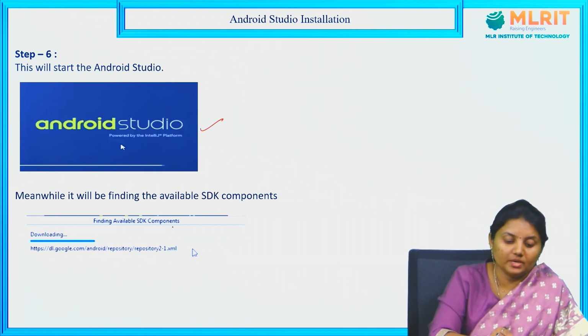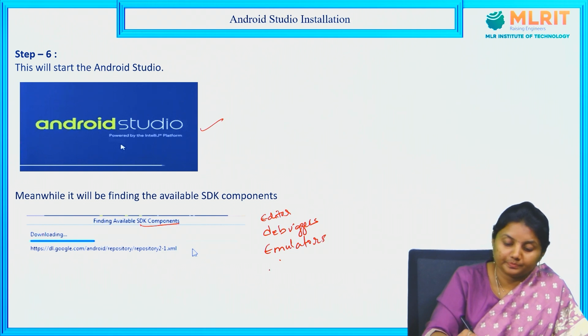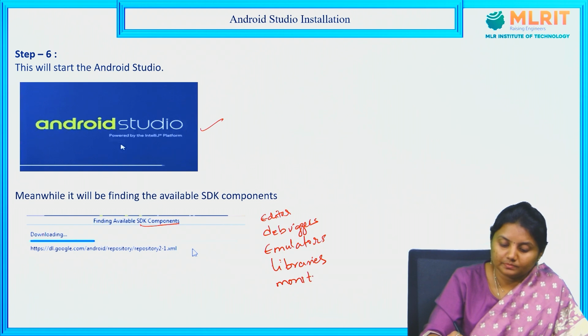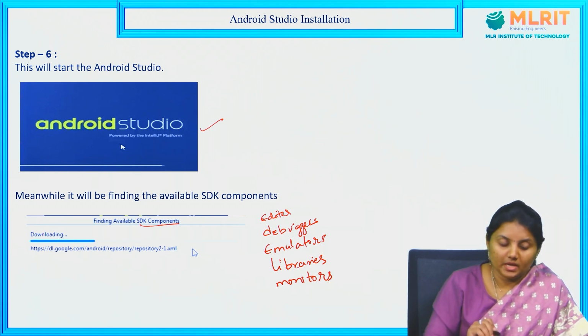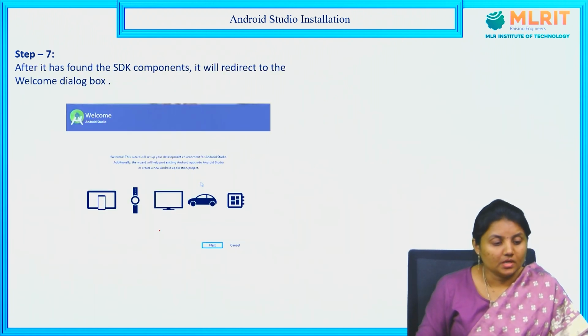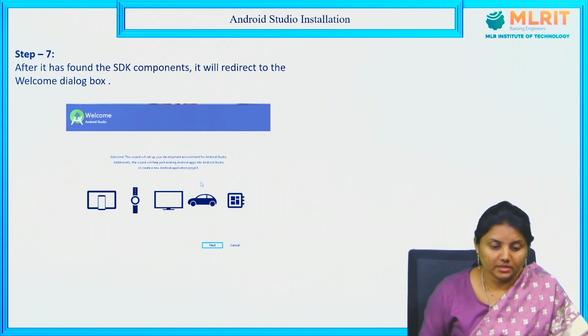It is finding available SDK components. SDK components are your editors, debuggers, emulators, libraries and monitors. All these will be enabled. Those are the SDK components. Once the components are all ready, just click on next.